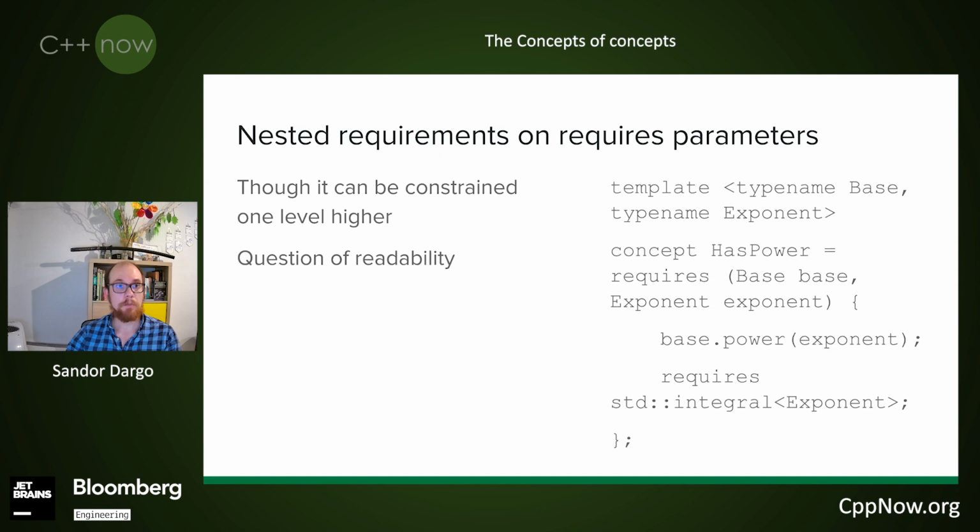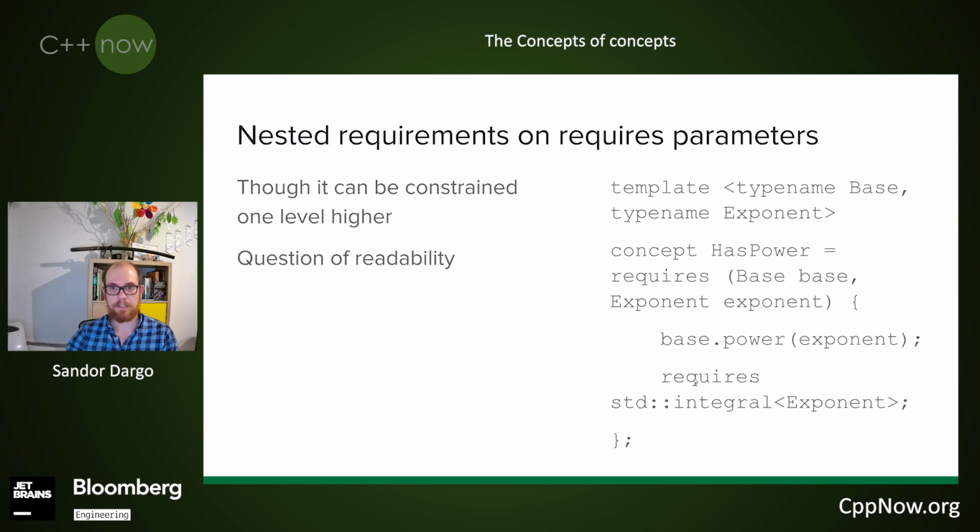So again, here comes an example where the nested requirement is not mandatory, but you might consider using it for readability purposes. We go back to our has power concept. Before, we used an integer for the exponent, but in this case, we want to have some constraints on the exponent as well. So base must have a method power that takes the exponent, and you might want to constrain that this exponent should be an integral.